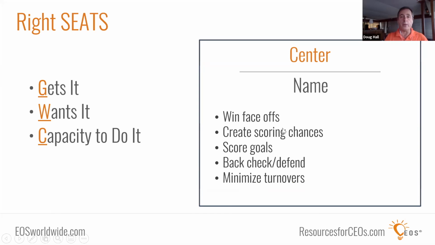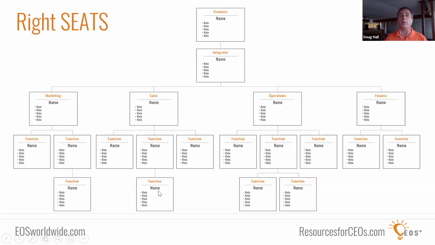So if you're a center on our new Kraken hockey team and you're playing in the center position on ice, you need to win faceoffs, create scoring chances, score goals, back check and defend, and minimize turnovers. Those are your 5 roles and responsibilities. And if you can't do those, if you don't want to do those, if you don't get it, then you can't fill this seat.